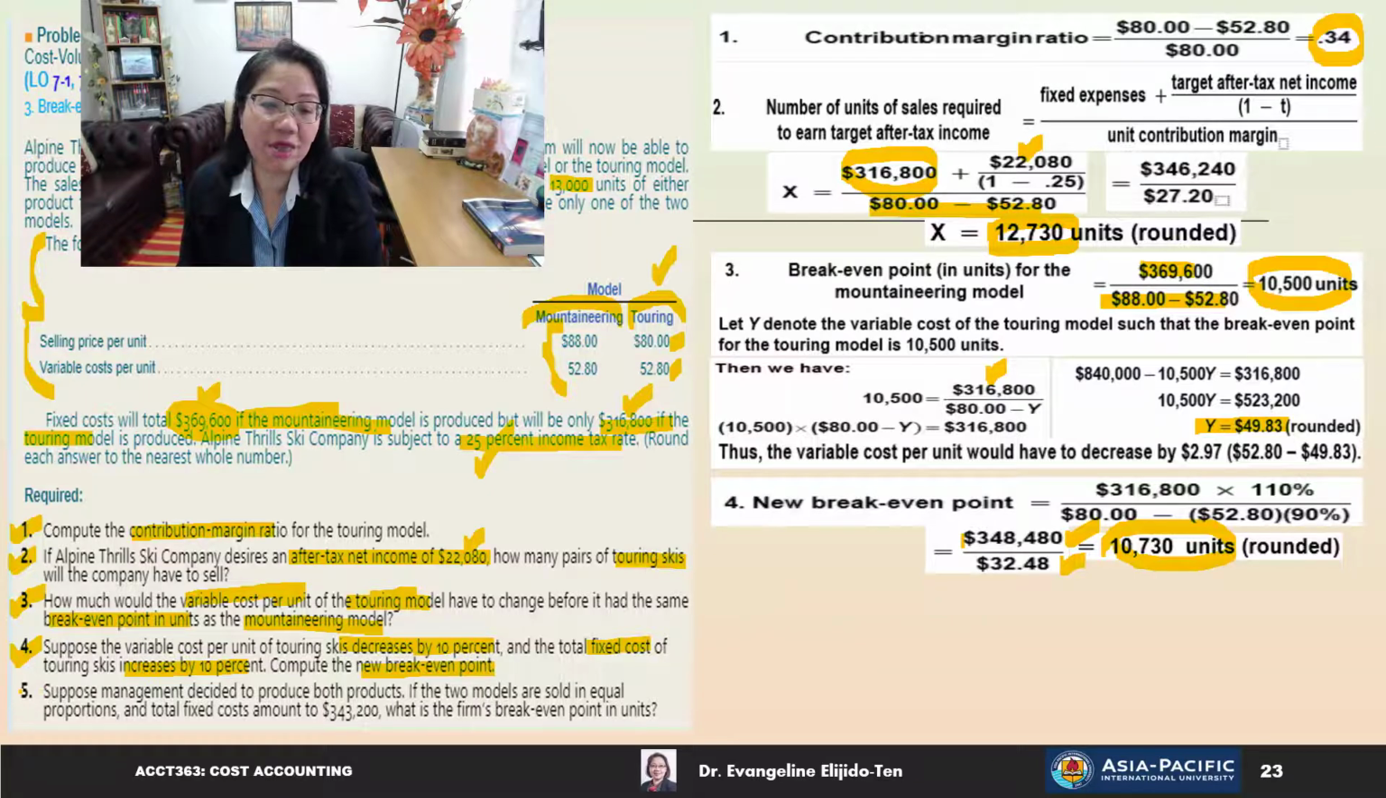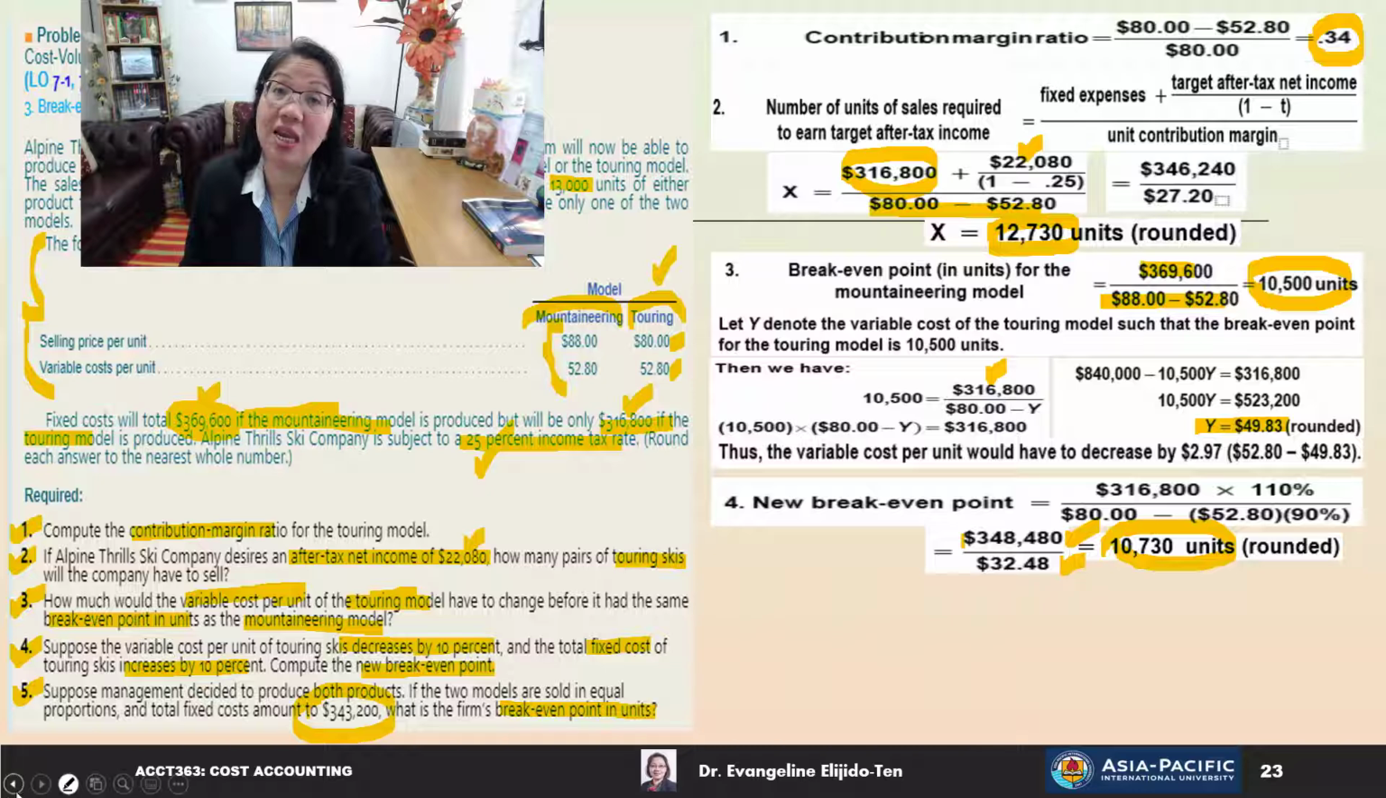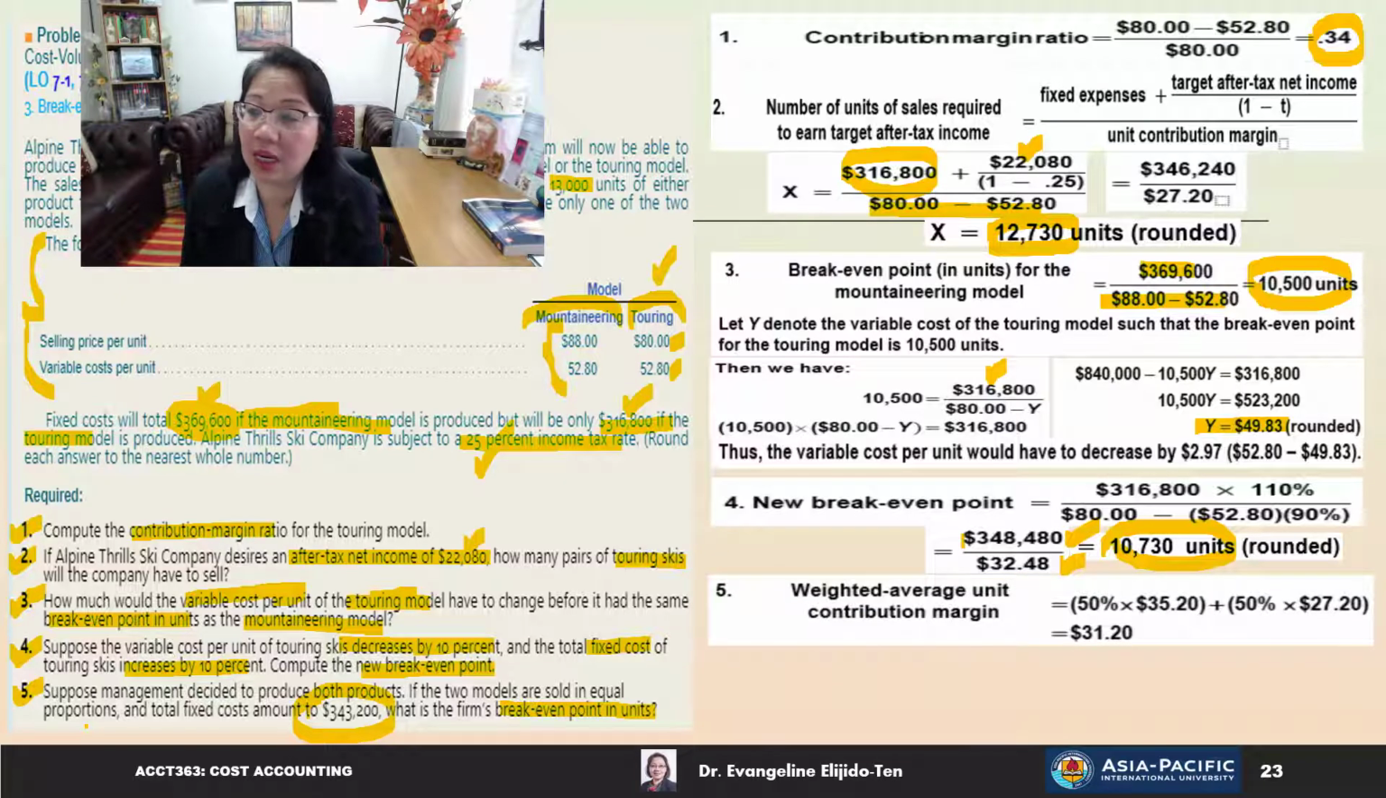All right. And finally, the number 5 requirement asks us to suppose that management decided to produce both products. If the two models are sold in equal proportions and the total fixed cost amounts to 343,200, what is the firm's break-even point in units? So here is an example of a multi-product analysis because the management is looking at producing both products. The first thing that we need to do is to calculate the weighted average UCM.